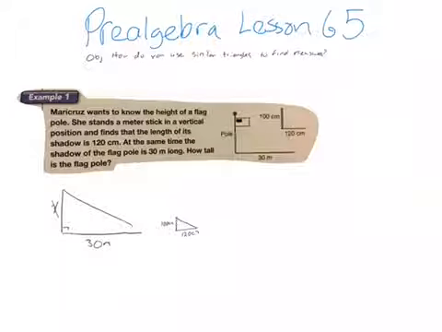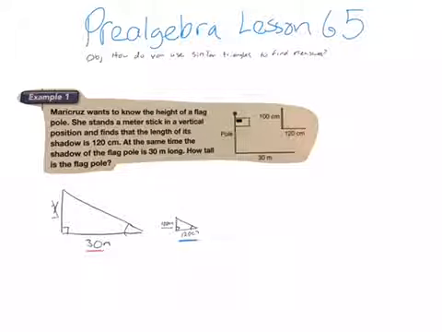These are both right angles, and since it says at the same time of day, we know that this angle is the same as this one because at the same time of day, the sun rays come down parallel to each other. So then we know that these two are similar to each other. Since these two triangles are similar, we can set up a proportion. We can say the height over the length is equal to the height over the length.